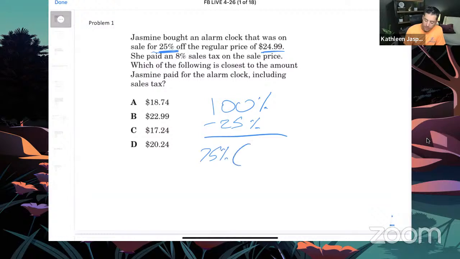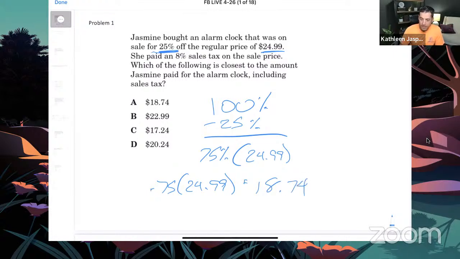So having the understanding that I'm paying 75% of my total price, 75% of $24.99, which is 0.75 times $24.99. I'm going to do that real quick. 0.75 times 24.99 equals 18 point something, and I'm just going to round it to 18.74 because it's money, so I'll round to the nearest cent. So I pay $18.74.